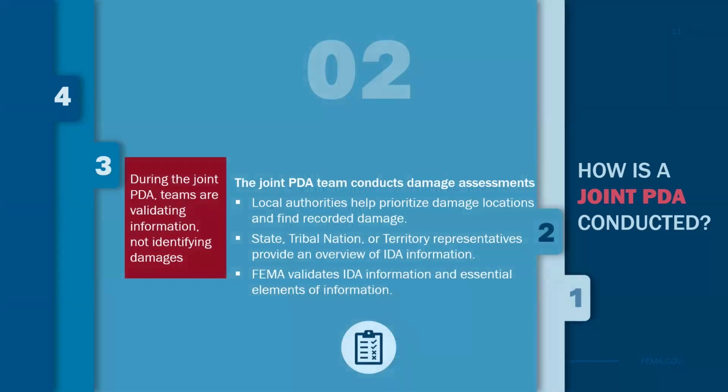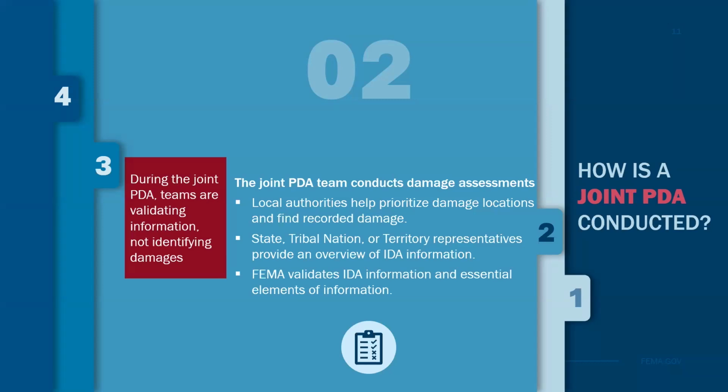The Joint PDA team conducts damage assessments with the goal of validating initial damage assessment data and all essential elements of information and determining the extent of the incident's impact to support requests for individual or public assistance. They are focused on validating existing information, not finding new information. Local authorities help prioritize damaged locations and help find recorded damage.